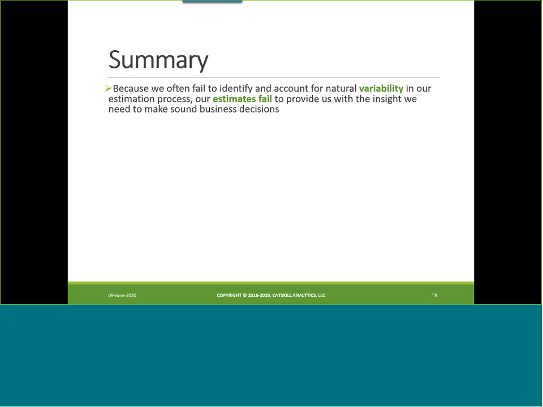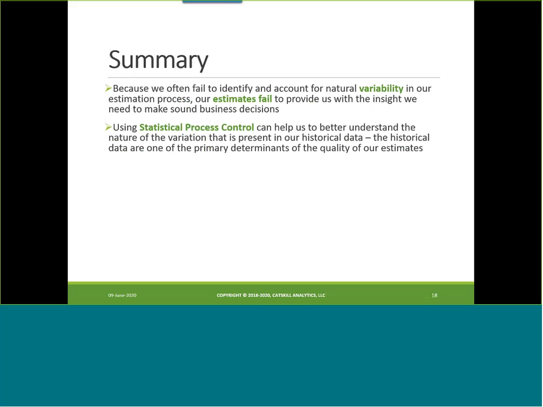First point here, because we often fail to identify and account for the variability that's naturally a part of the estimation process, our estimates fail to provide us with the insight we need to make sound business decisions. Statistical process control can help us to better understand the nature of the variation. There are lots of other methods out there to try to understand variation, but quite honestly, this has stood the test of time. This was developed in the 1920s, and it still works extremely well, and it's easy to use.